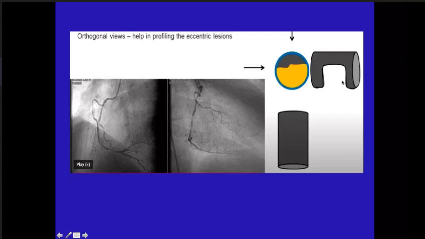That is why you do multiple views in coronary arteries. Can you see here a lesion which is very marked in this view? In another oblique view, it's not so marked.